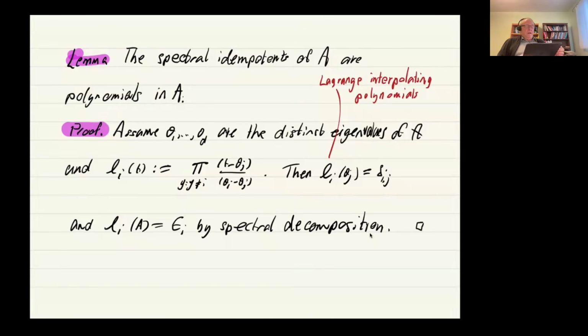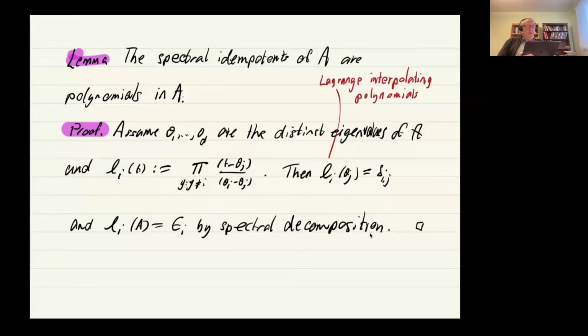The trick is to find these. I want to prove that E sub R is a polynomial in A. So the obvious way to do it is to write down the polynomial. There might be other ways of doing it, but I would write down the polynomial. So what's the polynomial I'm going to use?